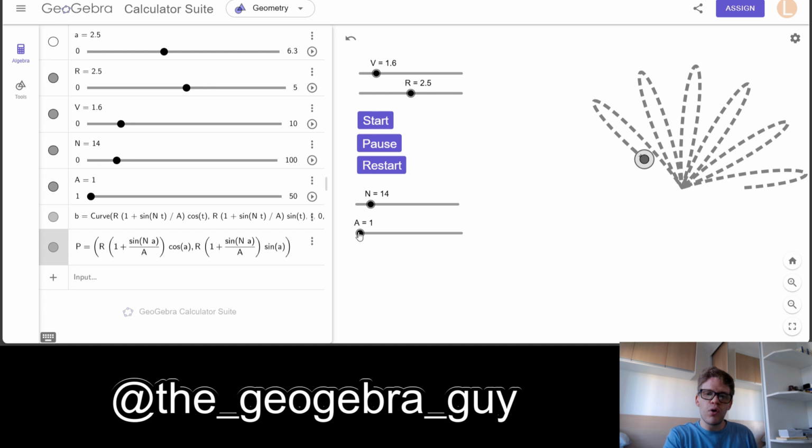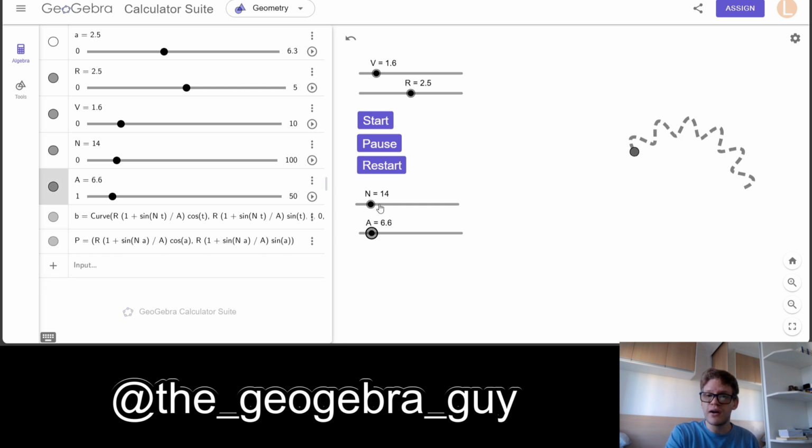So here a equals 1, you get the flower shape because you have 1 plus sine over 1, and this will oscillate between 0 and 2. So this is gonna go to the center and then to double the value of the radius. But you can adjust a, you can adjust n.